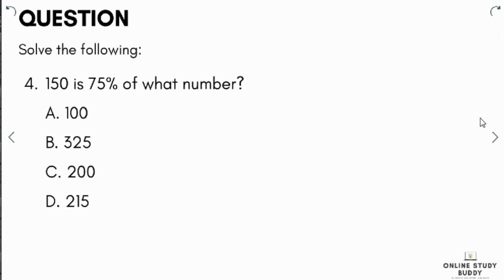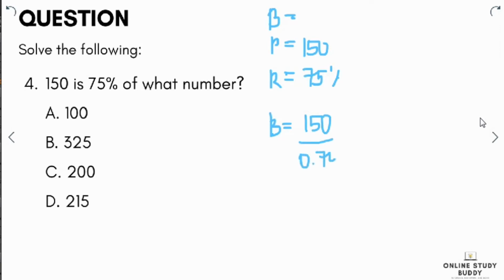So sa problem na to, ang hinahanap natin is yung base. Our percentage is 150 while our rate is 75%. So to be able to solve for the base based sa PBR triangle, we have to divide the percentage divided by the rate. So we have 150 over 0.75. But if you remember, 75% is also 3/4. So pwede natin ilagay 150 over 3/4.